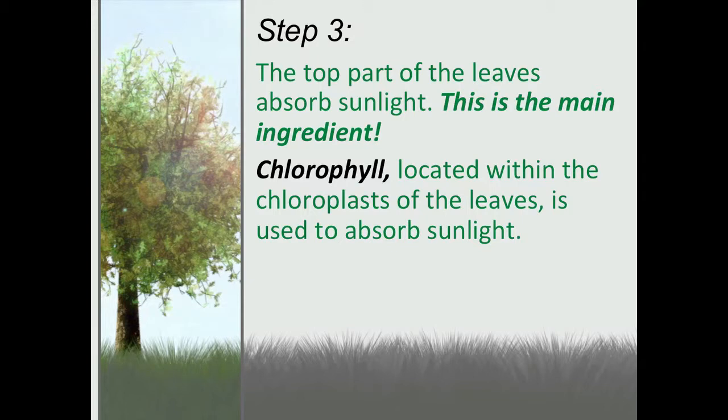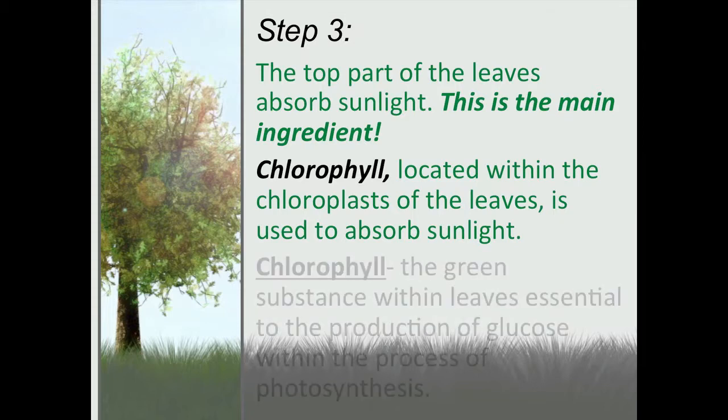Now, chlorophyll, which is located within the chloroplast of leaves, I'll explain both of these here in a little bit, is used to absorb sunlight. The leaves don't just take in the sunlight by themselves. It's the chlorophyll, this green substance inside the leaves, that actually absorbs sunlight.